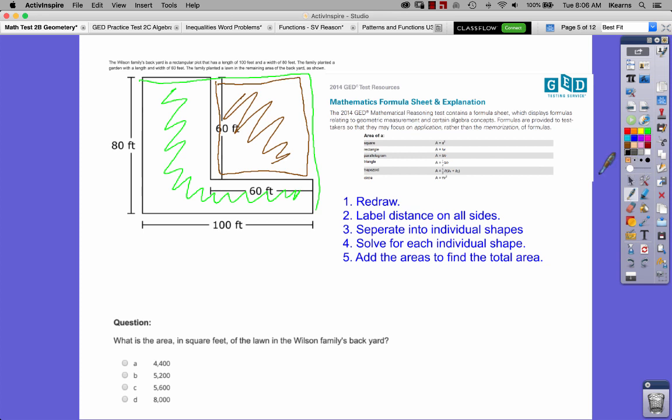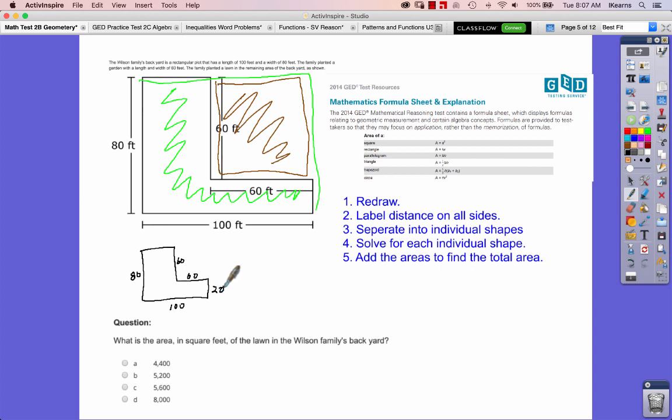All right, so if we redraw this, okay, we're not looking for artistry here. We know that this side is 80. We know that down here is 100. Here's 60, and they give us here is 60. Well, if this whole thing over here is 80 and this is 60, this one would be another 20, because 80 minus 60 is 20.